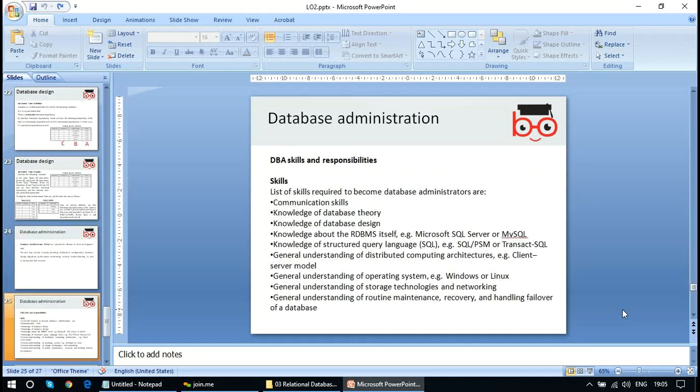The DBA skills and responsibilities. The list of skills required to become a database administrator includes communication skills, knowledge of database theory, knowledge of design, knowledge about the relational database management system itself, knowledge of structured query language, SQL, and so on.